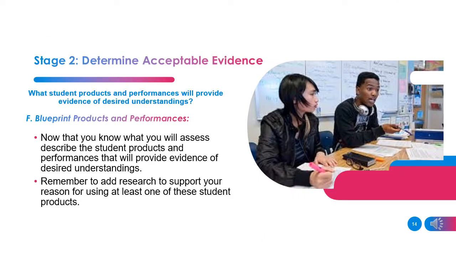Now we come to the final section of the blueprints. This is the Blueprint Products and Performance section F. The question you are to answer: what student products and performances will provide evidence of desired understandings? Now that you know what you will assess, you're supposed to describe the student products and performances that will provide the evidence of the criteria you listed. And remember to add research to support your reason for using at least one of these student products.